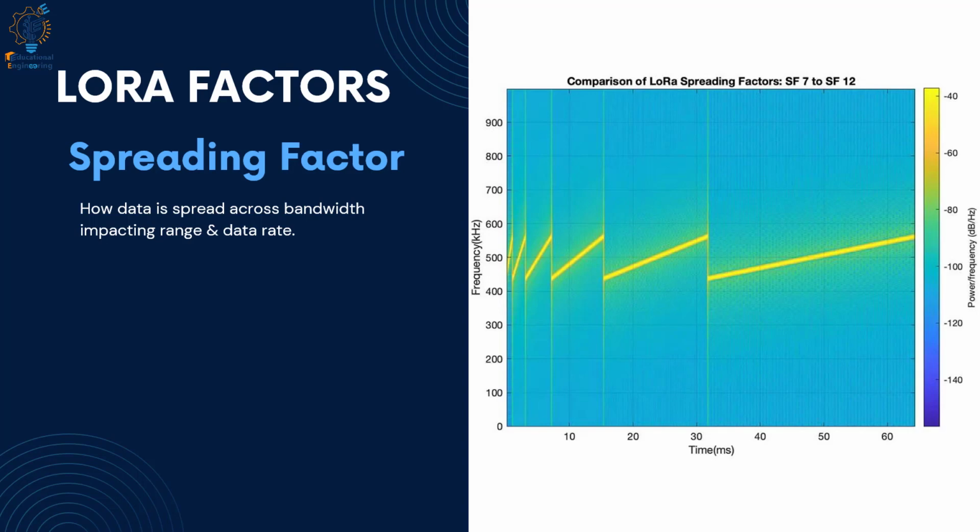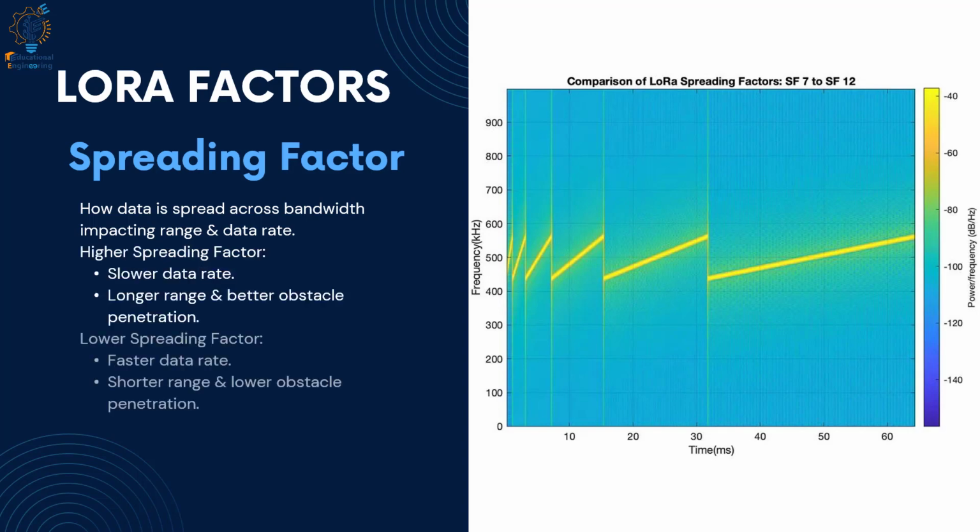over a wider area. A higher spreading factor means the signal is spread out more, covering a wider range of frequencies. This allows the signal to travel longer distances and penetrate obstacles better. It makes it ideal for applications that require long-range communication such as rural IoT deployments or environmental monitoring in remote areas. However, using a higher spreading factor also means that the data is transmitted more slowly.